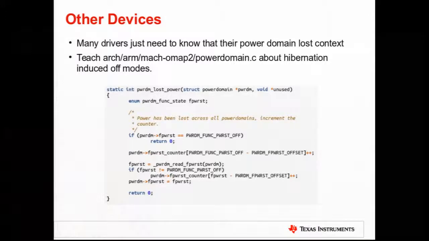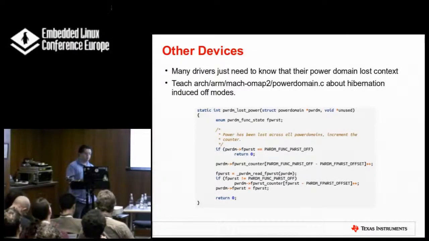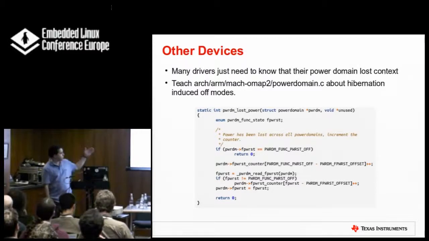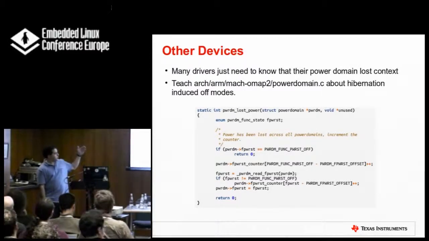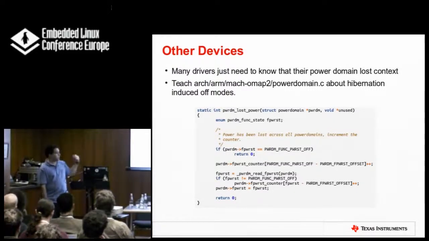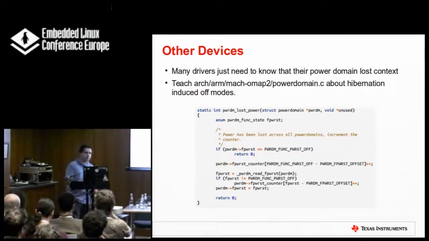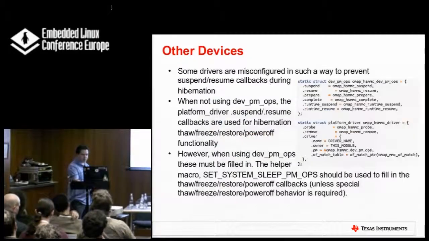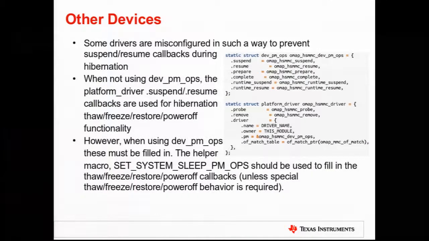And then other devices in the system that already have save and restore context functionality just need to know that they lost context. So I've added something into the power domains here that goes through when there's a hibernation, and for each power domain, if it's not already off, it tells it that it's been turned off, so that when drivers call into that, they can see that they've lost context. This is a major problem on ARM right now.